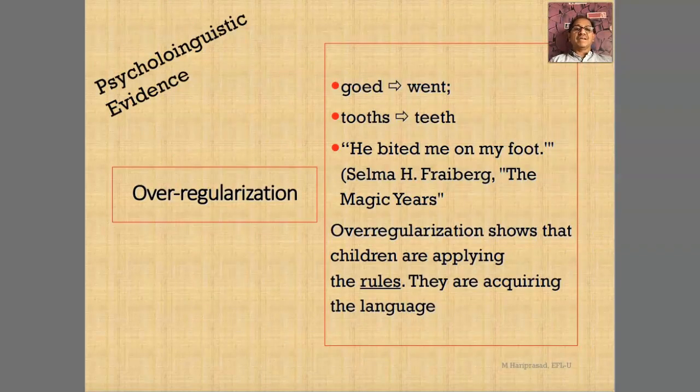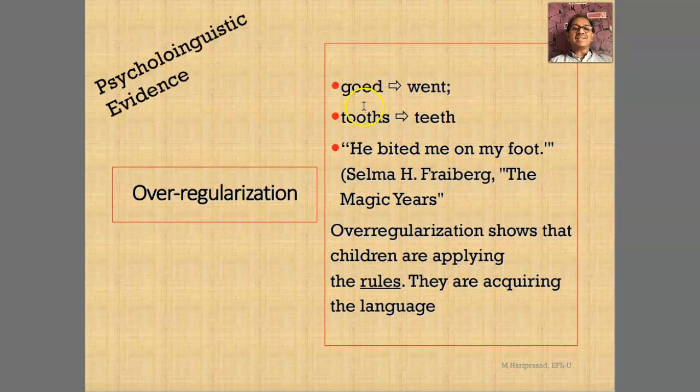Then we have psycholinguistic evidence. What is the psycholinguistic evidence? We have over-regularization. When a child is learning a language, before coming across the irregular form, the child uses the regular morpheme for constructing words. For example, you find a child, or even a second language learner, using a word like goed for the past tense of go. Later he will learn went.